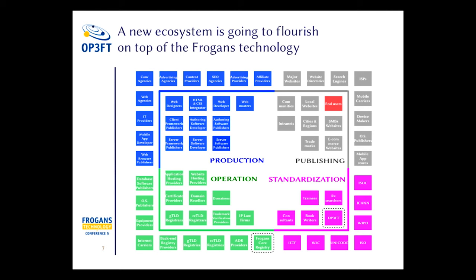Today we're going to mainly talk to that quadrant, the production, because that includes design. On the right side, we have publishing, top right. On the bottom right, we have standardization, and bottom left, we have operation. And in red, we have people, that red box is people who use Frogans sites, people who produce online content.